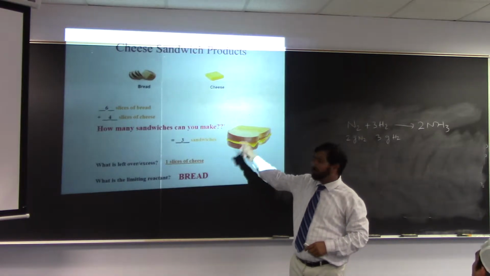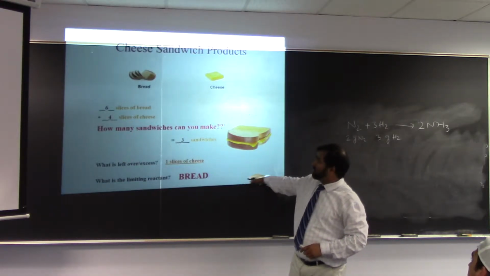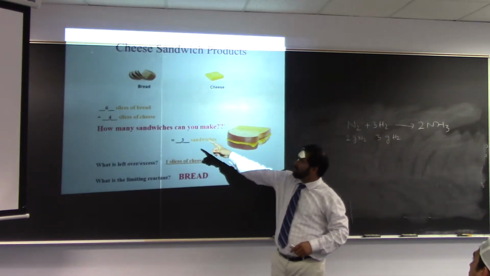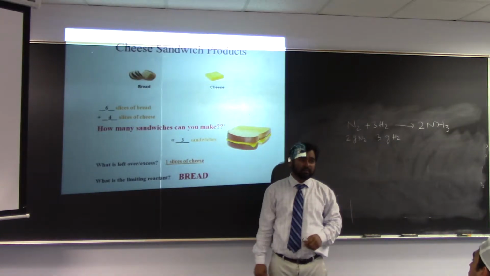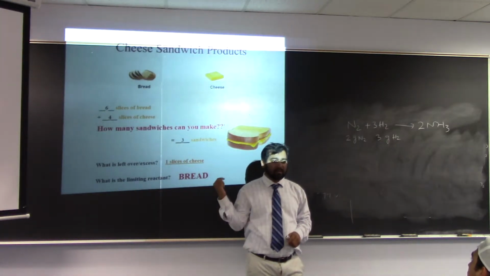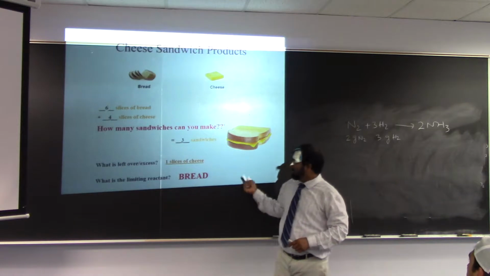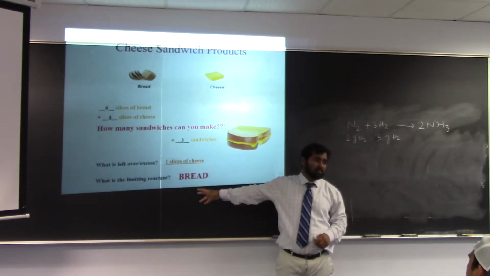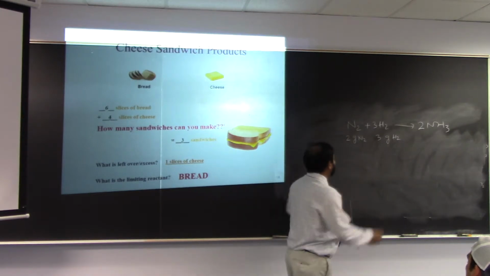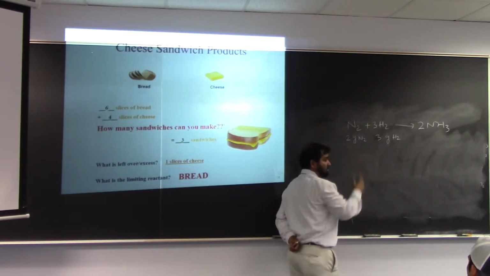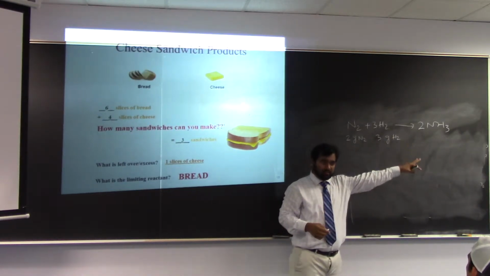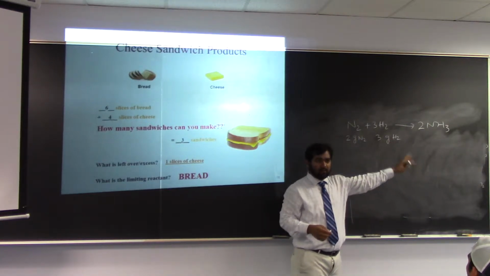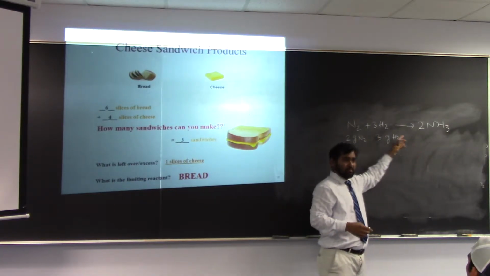When you saw the cheese and bread, you might have thought, hey, I got it. But the cheese is the one limiting, is it? No, this is the bread. How do you know? After making sandwiches, you look at the bread and see which one ran out. Same here. So you start making sandwiches, start making product from both reactants.